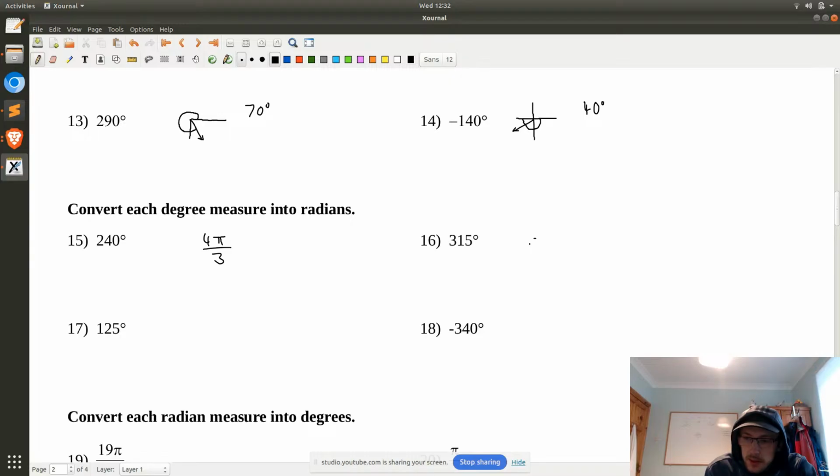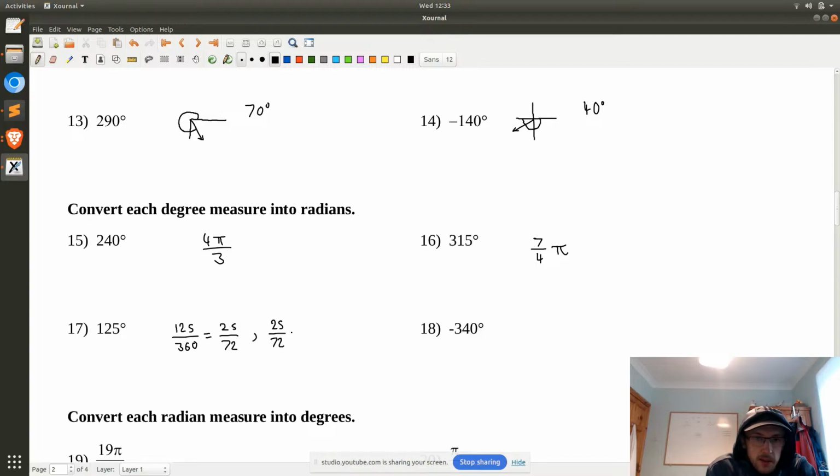One and 3/4. That's 7 over 4, actually. 7 over 4 pi. 125 degrees. So just do this and simplify. So 25 over 72. And you can't really go further than that.